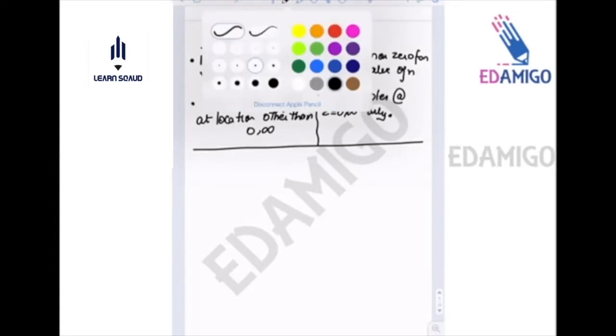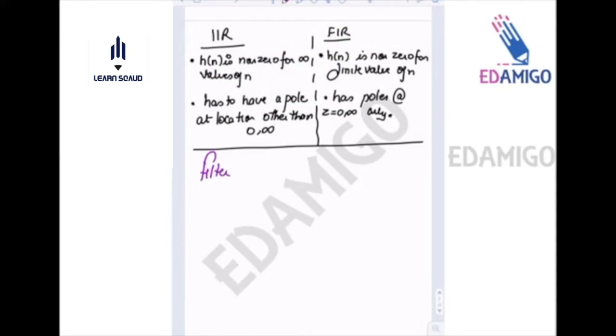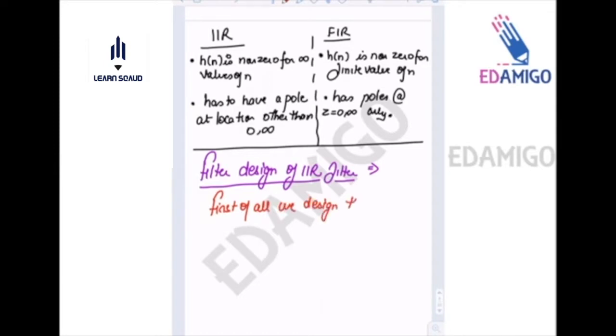Now let's move on to the filter design of IIR filters. Okay, now how do we do the design of the filter? What is the method? First of all, we design the analog filter and then convert it into the digital filter.